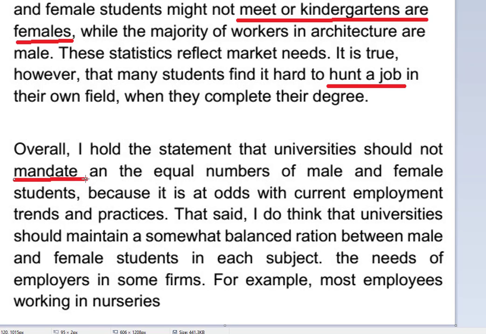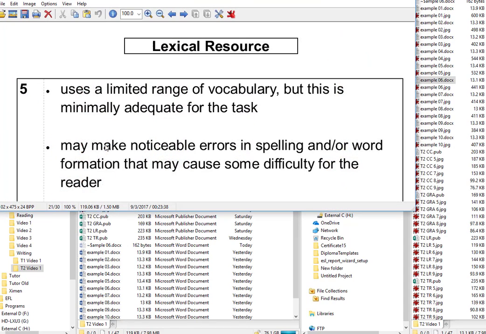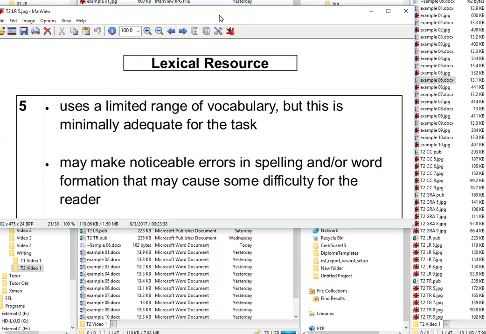Mandate's good. It's at odds with it. That's a good phrase. A somewhat balanced ration? I think they want to say ratio. Okay, we'll disregard the last sentence because it's not finished. Who's working in nurseries? I don't know if this person is trying to say nursery schools, perhaps. I don't know. Vocabulary. Is it limited?